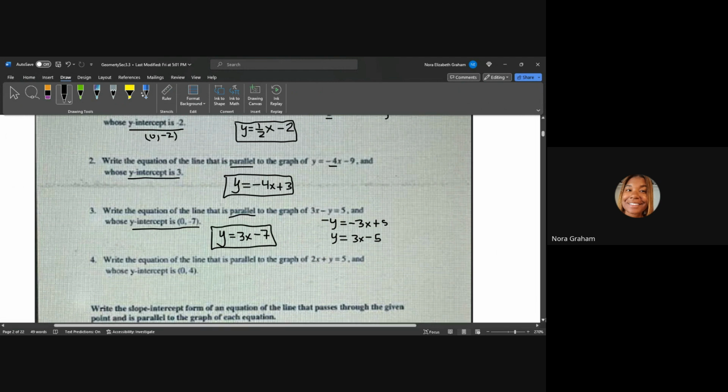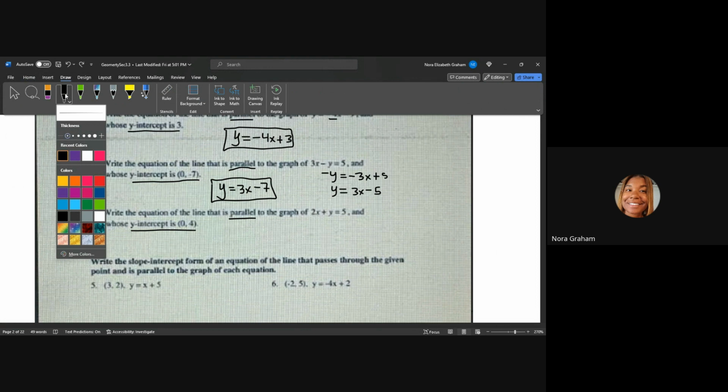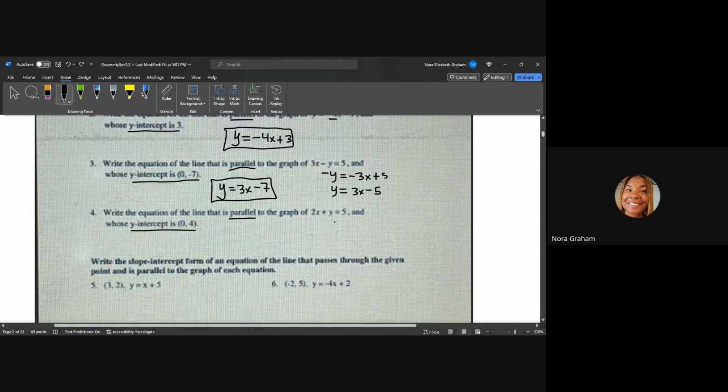Awesome. Let's go down to number 4. This one, write the equation of the line that is parallel. Again, we're using parallel, remember, same slope, to the graph of 2x plus y equals 5, and whose y-intercept, they give us our y-intercept, is 0, 4. So again, the first thing, we want this in y equals mx plus b, slope-intercept form, my apologies. And so we want to solve for our y.